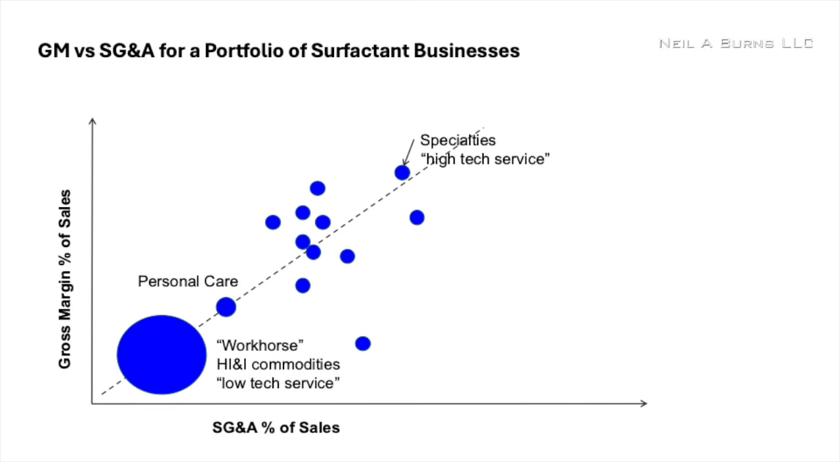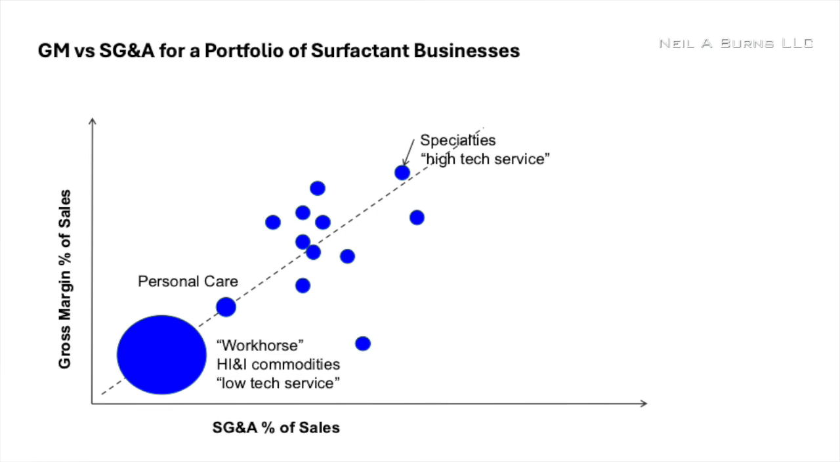And each blue circle is a business segment, right? Down in the bottom left are your commodity businesses. This might be, as an extreme example, you're selling LAS to P&G or Unilever for use in a laundry detergent or a household cleaner, okay? And up in the top right are your specialty businesses, right? They've got relatively high gross margin.